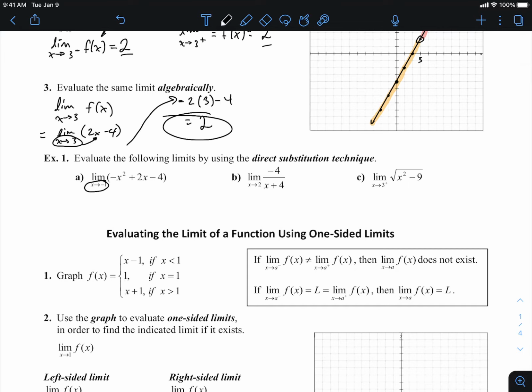We want to find the limit of this function as x approaches -1. So we're just going to plug in -1 for x. And don't forget your equal signs. I always forget my equal signs. If we do the math on that, we're going to see that it equals -7. And then on part B, we just want to evaluate. Let's go. That's going to equal -4 over 2 plus 4, which will equal -2/3.